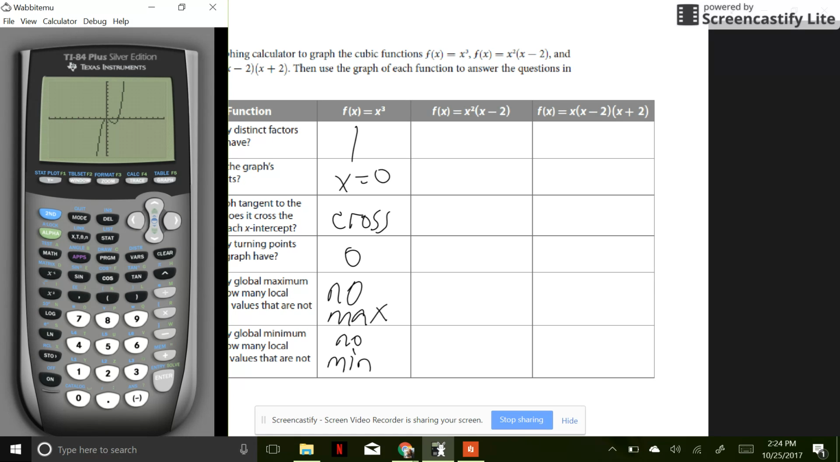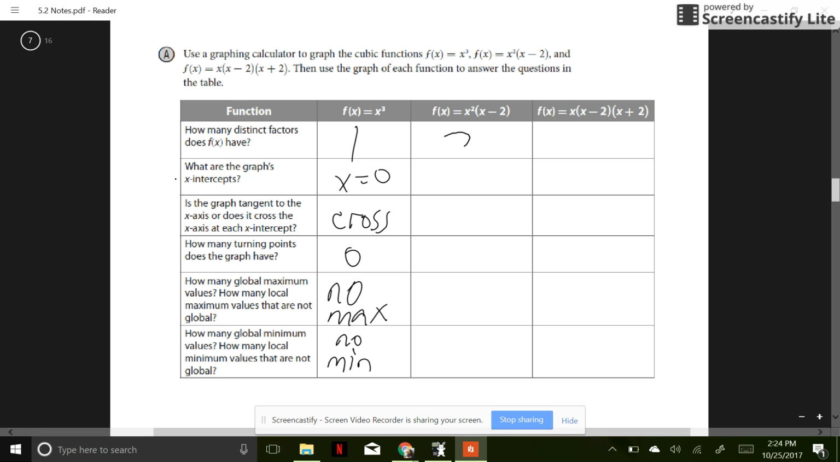So now let's change our window a little bit, see if we can zoom ourselves in, get a little clearer picture. Just gonna change my window size here. There, we can see a little bit better. So this time, how many distinct factors does it have? How many times does it touch or cross the x-axis? It's going to touch or cross twice.